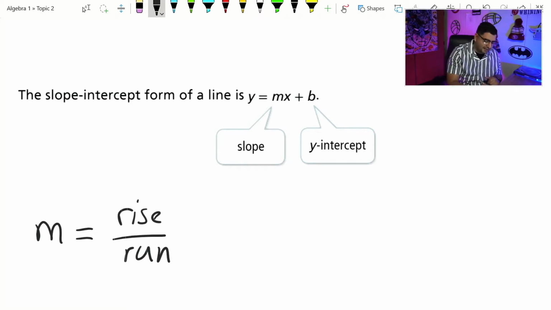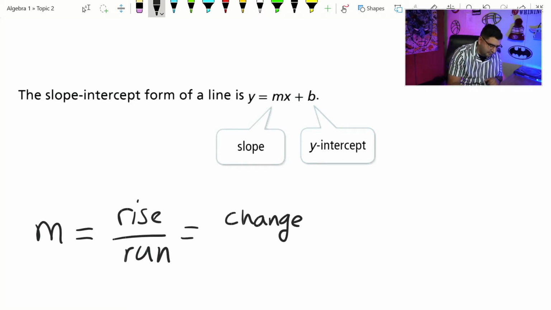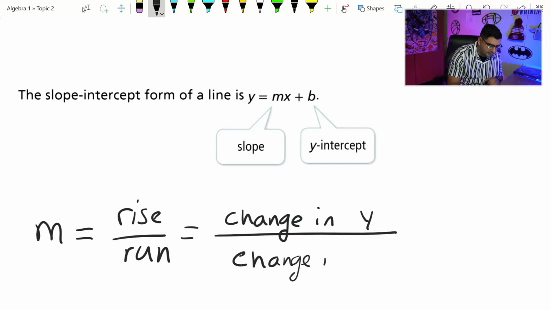Okay, a lot of times it's also called the change in y divided by the change in x. And to understand what slope is, it's essentially the rate of how fast your line is climbing or how fast your line is decreasing. How fast are things changing, the rate of change. Slope allows us to see this. It'll affect how steep our actual line is.